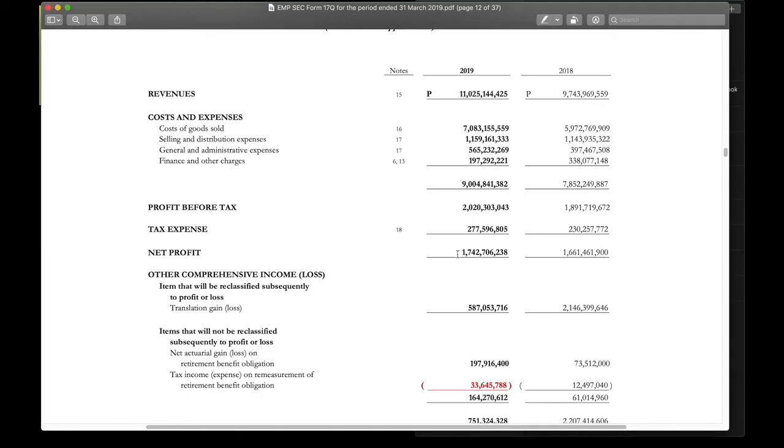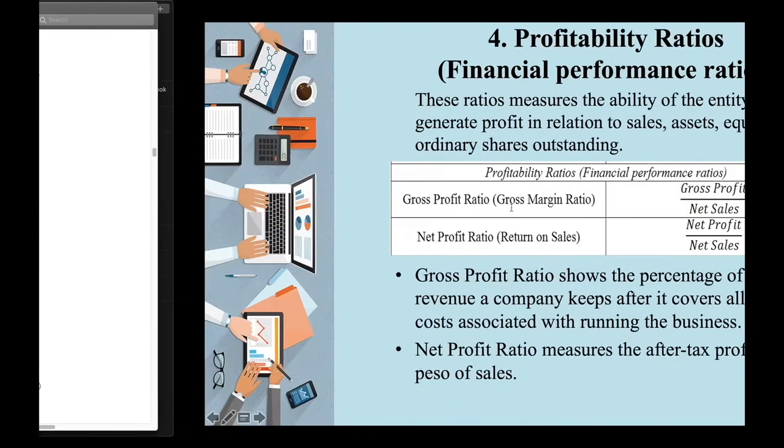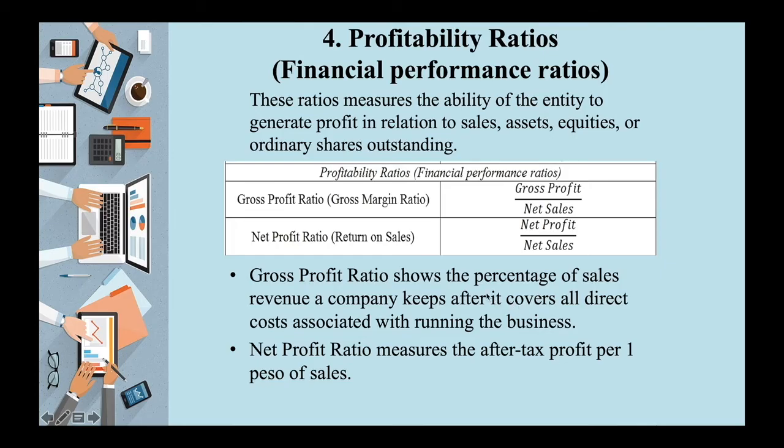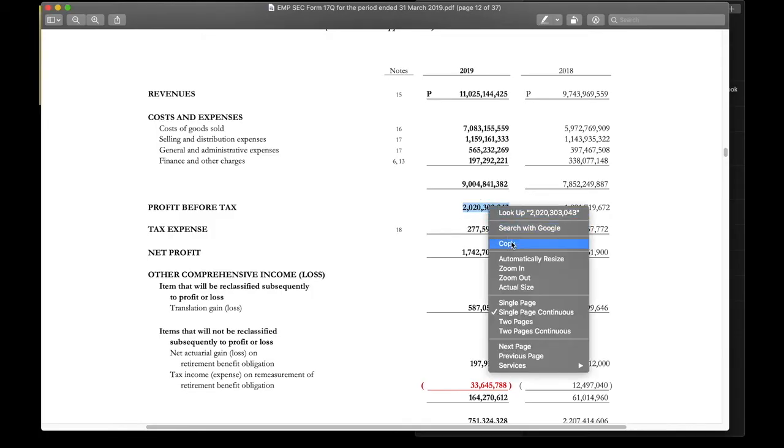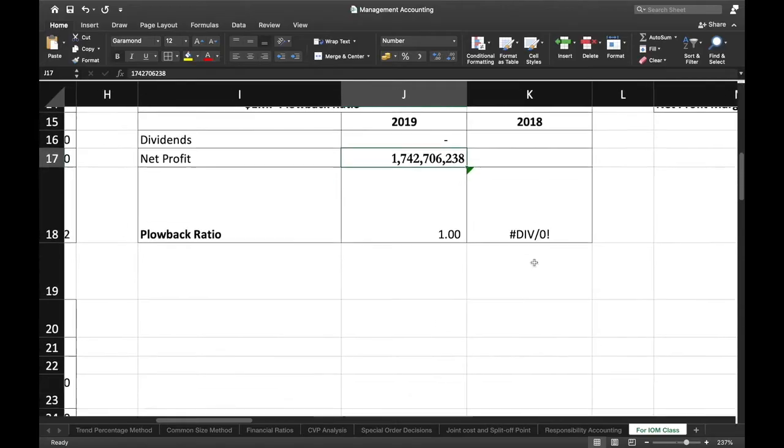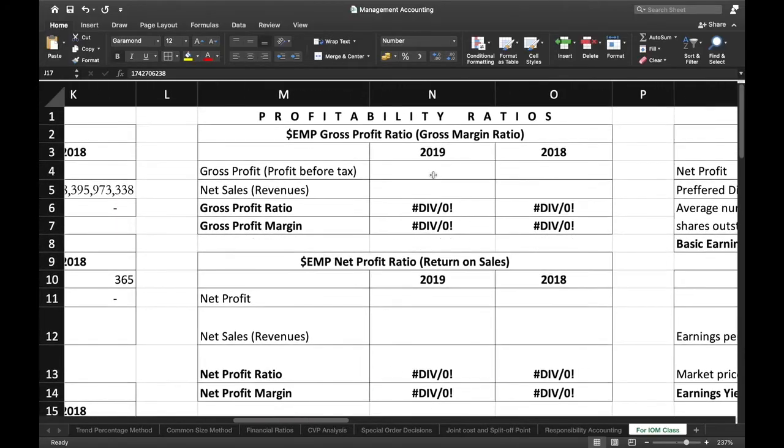That's why it is called gross, not net. This is the net profit, the one called net, 1.7 billion. So, let's copy this profit before tax. Take note, it shows the percentage of sales revenue a company keeps after it covers all direct costs associated with running the business. Only direct costs were covered, these costs and expenses. Revenue minus the total, this is it. The tax is not yet included because that is indirect. Let's copy this. So, here is our fourth ratio. Paste.